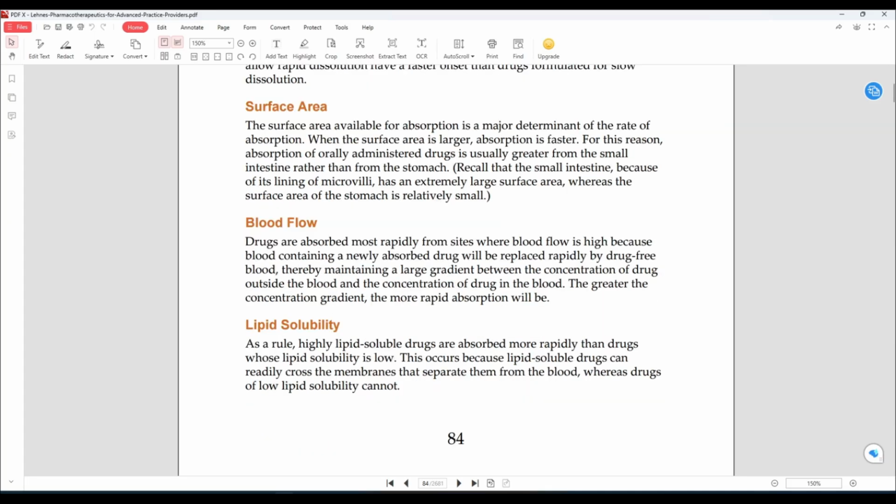Blood flow. Drugs are absorbed most rapidly from sites where blood flow is high because blood containing a newly absorbed drug will be replaced rapidly by drug-free blood, thereby maintaining a large gradient between the concentration of drug outside the blood and the concentration of drug in the blood. The greater the concentration gradient, the more rapid absorption will be.